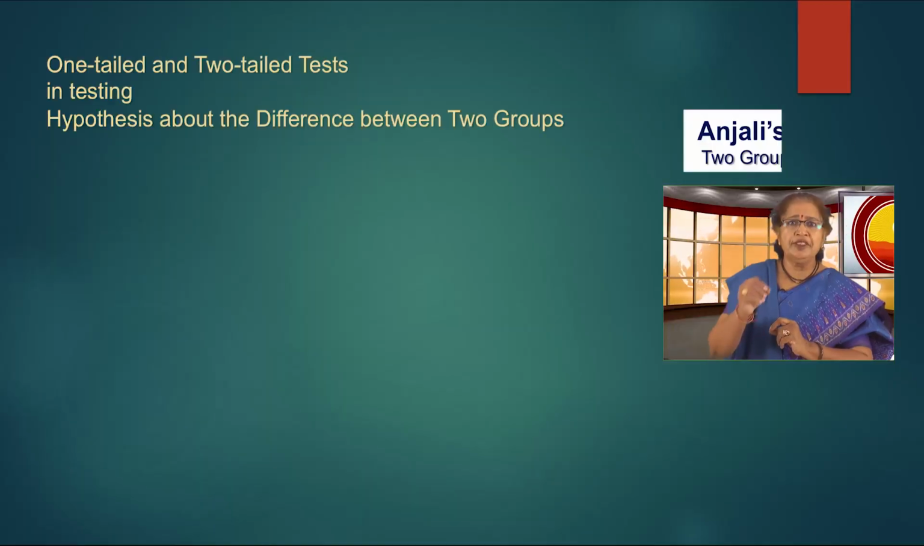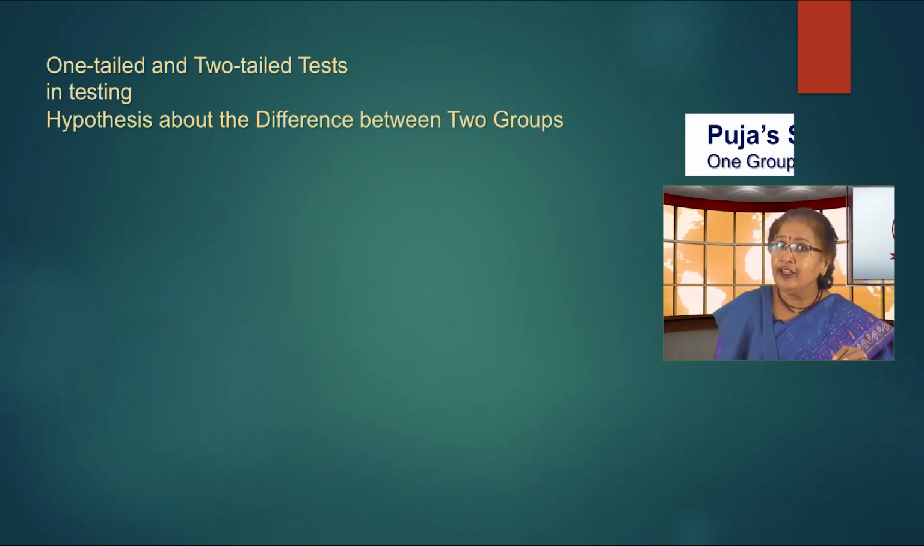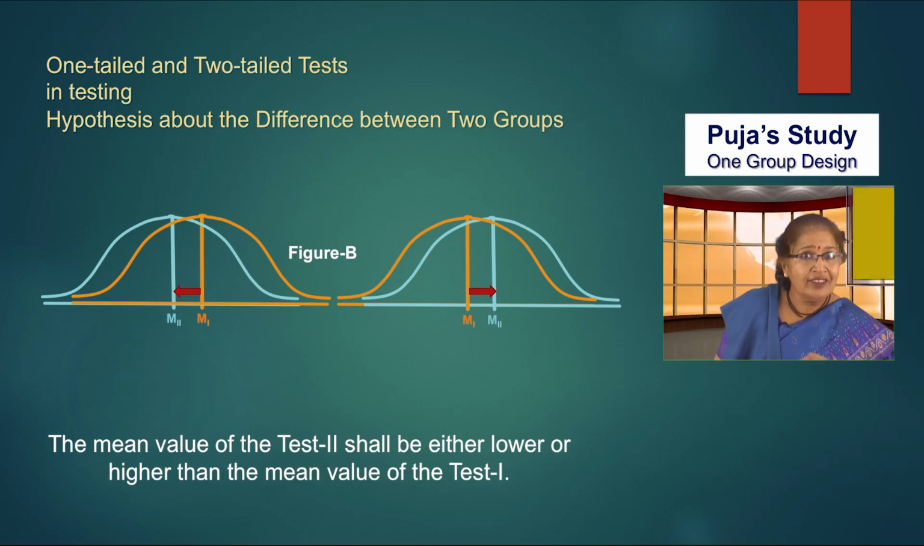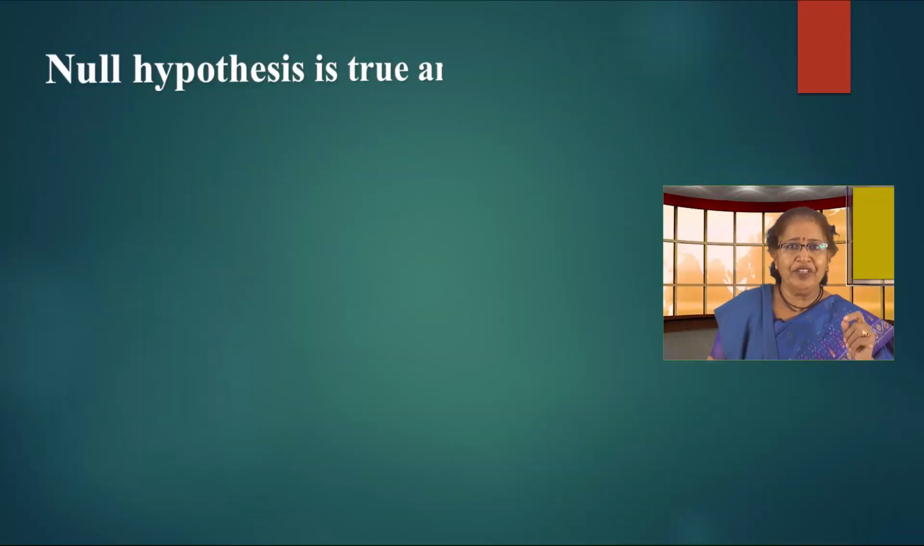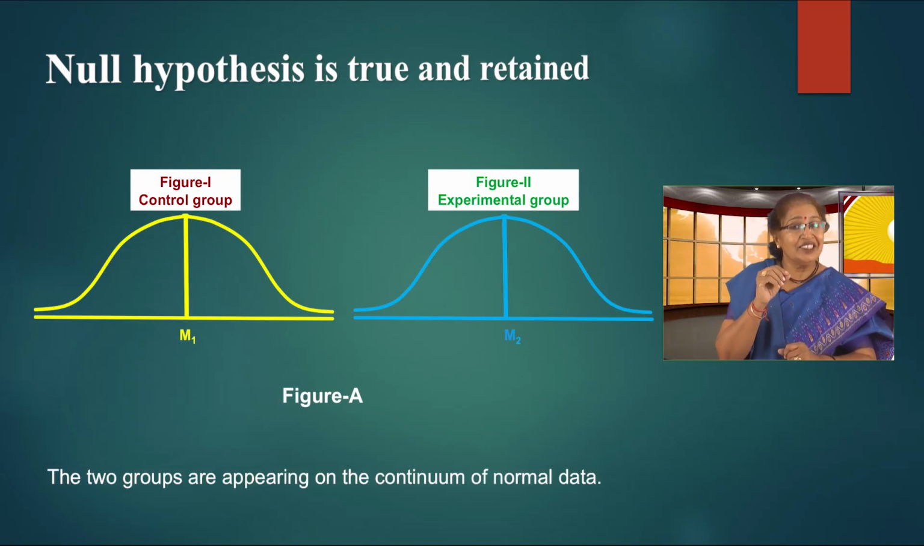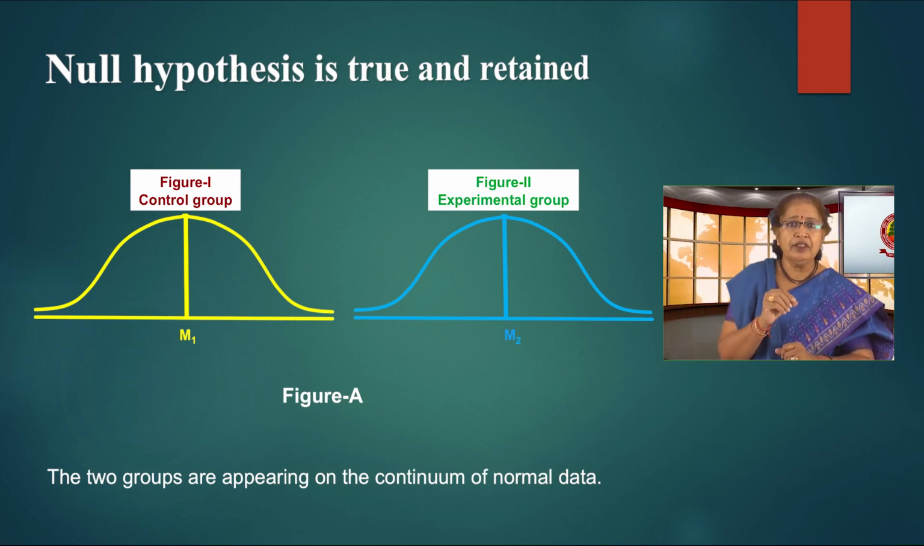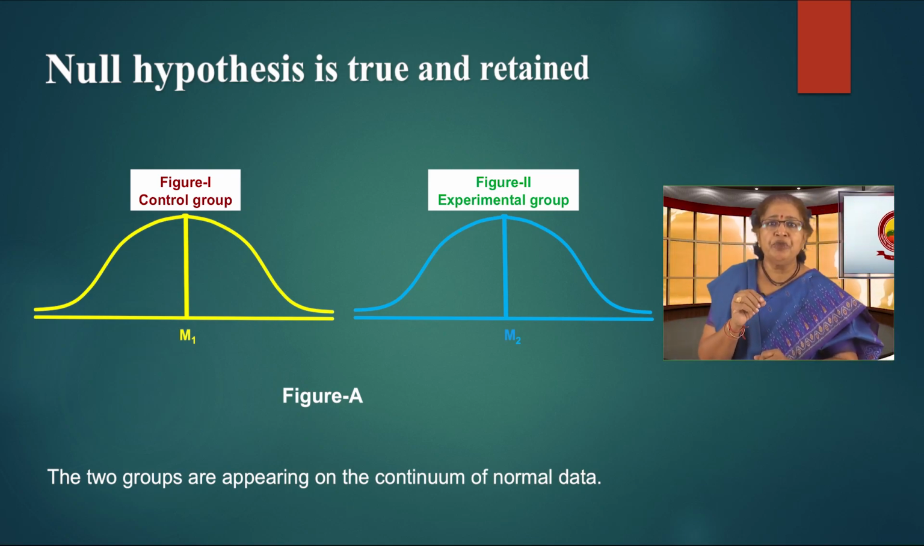probability curve. You may see these two curves in figure A for Anjali's research and in figure B for Pooja's study. Now, let us discuss the case of Anjali, where she used two separate groups and got data for two independent groups. Look at figure A, in which you may find two curves drawn separately for both the independent groups. For control group, figure 1, and for experimental group, figure 2.